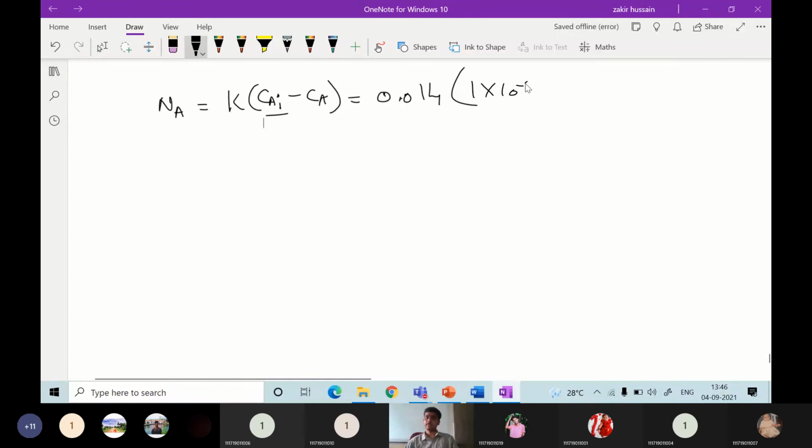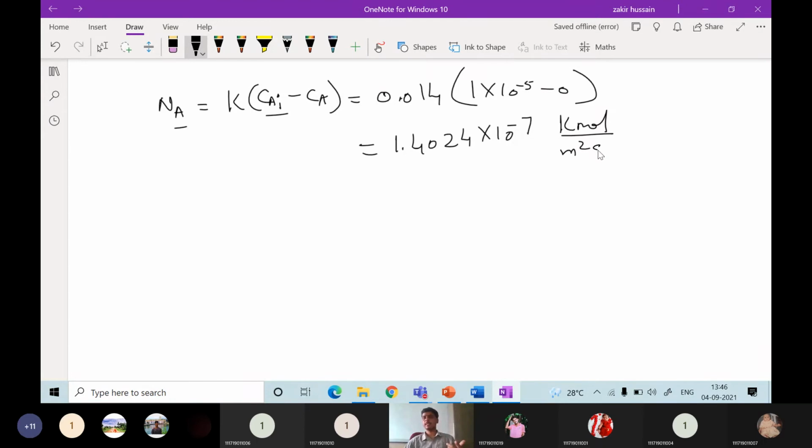1 into 10 power minus 5 minus 0. Therefore, you will get the answer for this one around 1.4024 into 10 power minus 7. So this is the flux, and you will get the units as kilomole per meter square second. Then we want a rate per unit length.